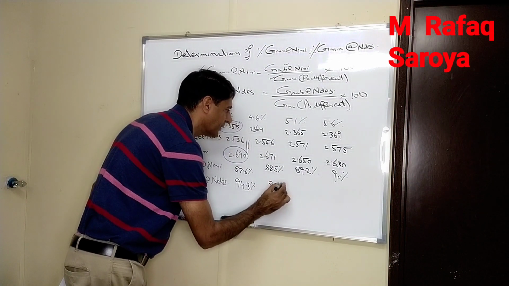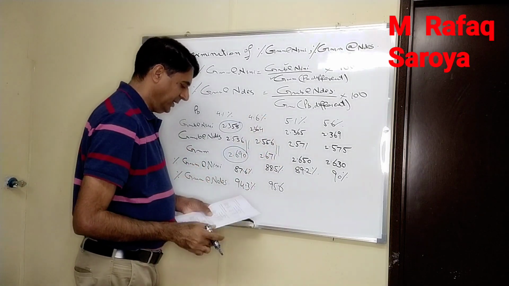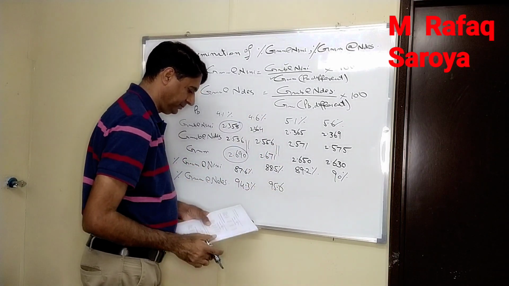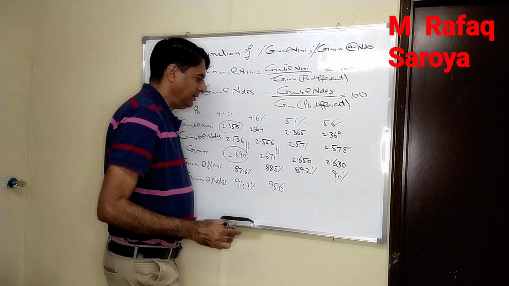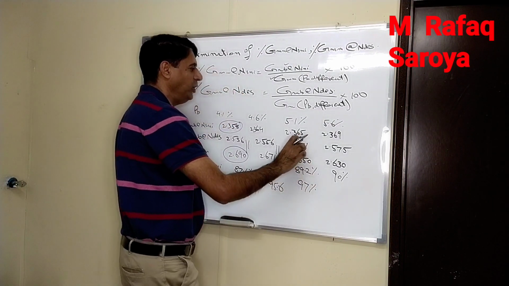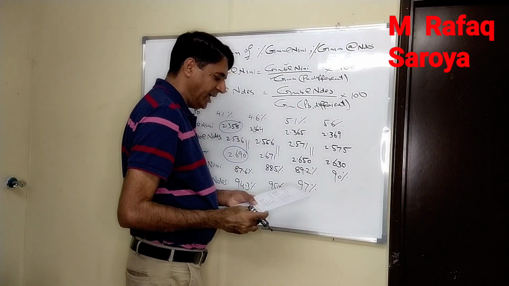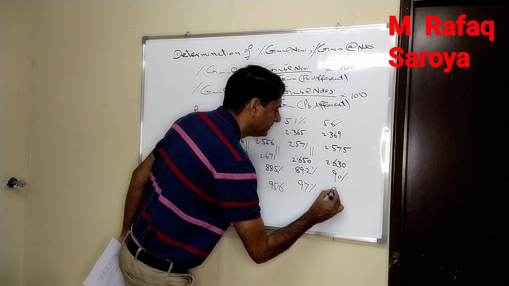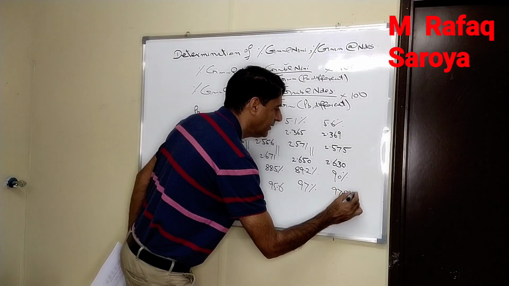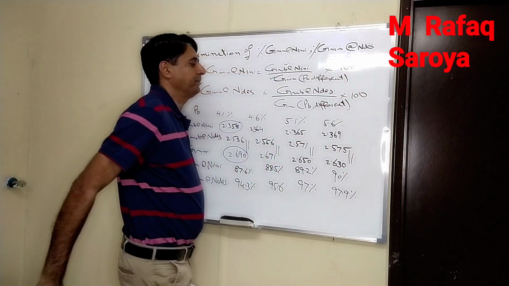95.6%. This is the value for this point. Next, 96.7%. This is the value coming when these two values are put. And at the last, 97.9% when these values are put in this equation.